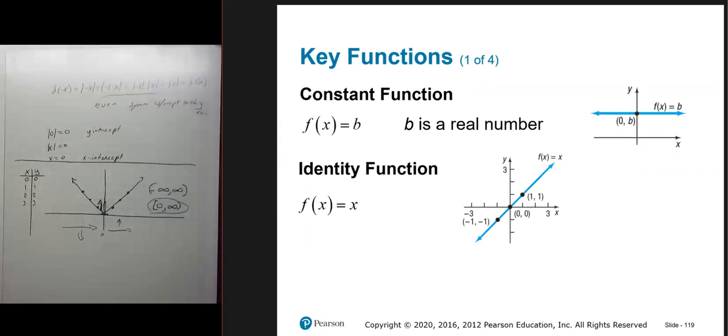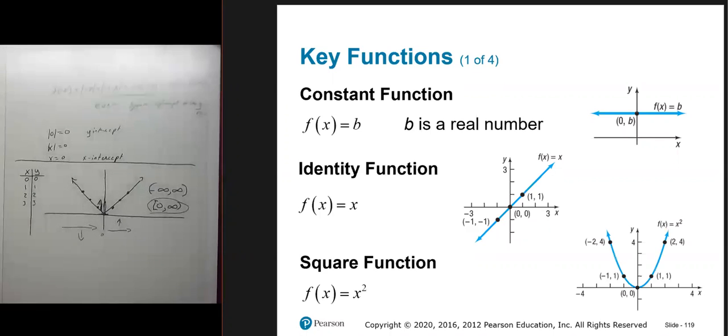And then we have the identity function, y equals x. It goes through the point 0, 0. It's an odd function. That means it's symmetric with respect to the origin. It is increasing over its entire domain. What else? Its x-intercept is 0 and its y-intercept is 0. There are some other things that are true about it.